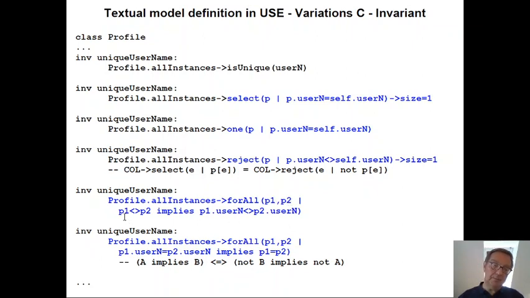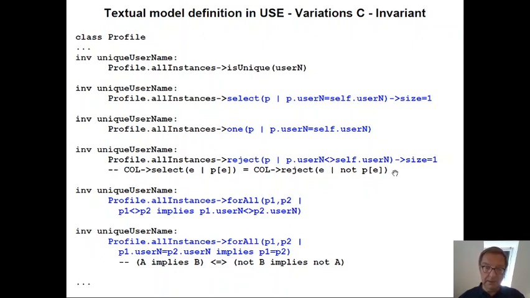And whenever P1 and P2 are two different objects, this implies, for the requirement of the uniqueness, that P1.username should be different from P2.username. So when I have different objects, they should have different usernames. And that's the requirement for the uniqueness of the username.